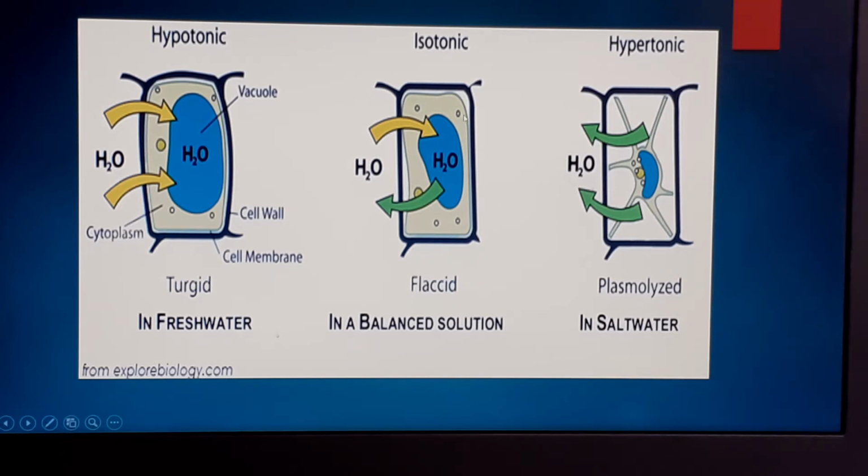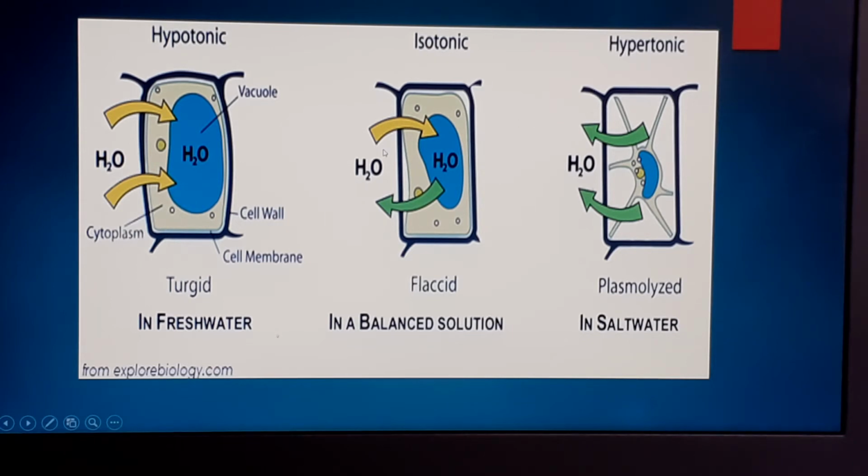Next one, hypertonic. See here, suppose we are keeping the cells inside salt water. What will happen? From inside, the water goes to outside. So the cell will shrink. That is plasmolyzed; technically we call it plasmolyzed. The cell will shrink. This is said to be hypertonic. Okay, this is isotonic, hypotonic and hypertonic.